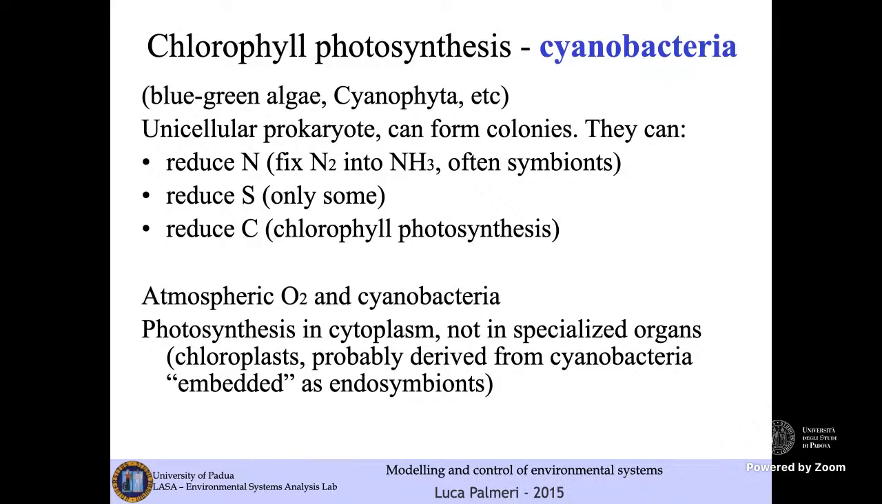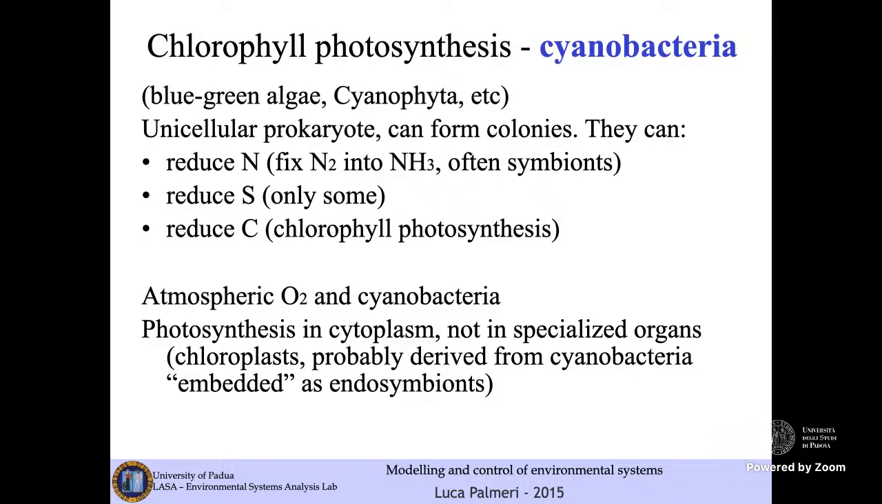The photosynthesis produced by chlorophyll is typically performed by a class of organisms called cyanobacteria, or blue-green algae, or cyanophyta, and so on. These are unicellular prokaryote bacteria that can form colonies, and they can reduce nitrogen, for example, fix gaseous nitrogen into ammonia. This is often performed by symbionts.